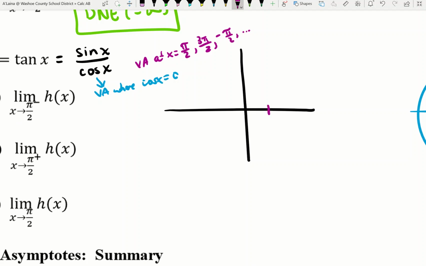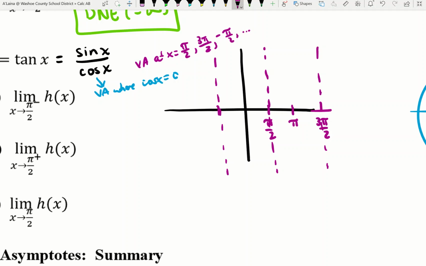So at pi over 2 and at 3 pi over 2, I am going to have vertical asymptotes. I could also write one at negative pi over 2 if that was helpful. In terms of a horizontal asymptote, it doesn't really make sense to talk about one in this situation because of the way that sine and cosine oscillate between heights of 1 and negative 1. So there's not actually going to be a horizontal asymptote in this particular graph.